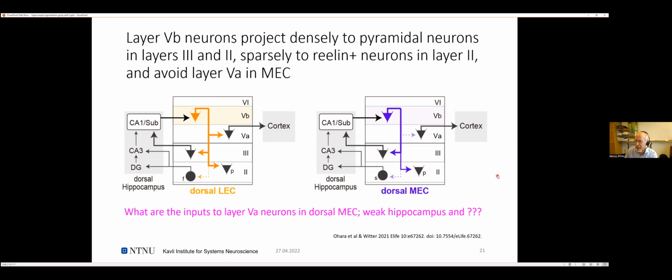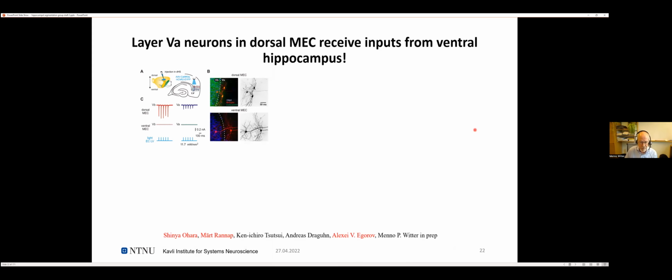So then what is driving those output neurons that are supposed to talk to the cortex and to subcortical structures in the telencephalon? Very interestingly, we're now finishing up a collaborative study between Shinya O'Hara, who used to work in my lab and now has his own independent lab in Japan, where he came from. We teamed up with a group in Germany, the group of Andreas Draguhn and Alexei Egorov. He's the lead author, and this is the lead student, and this is Shinya, who really did all the experiments together. And so this is the finding that we have.